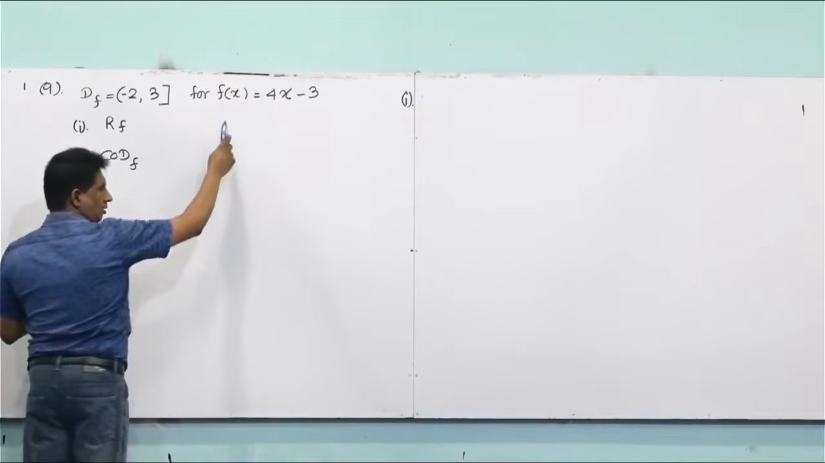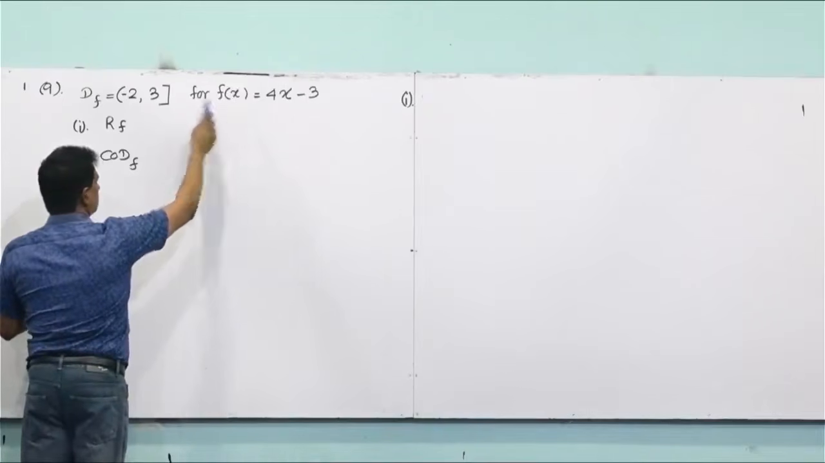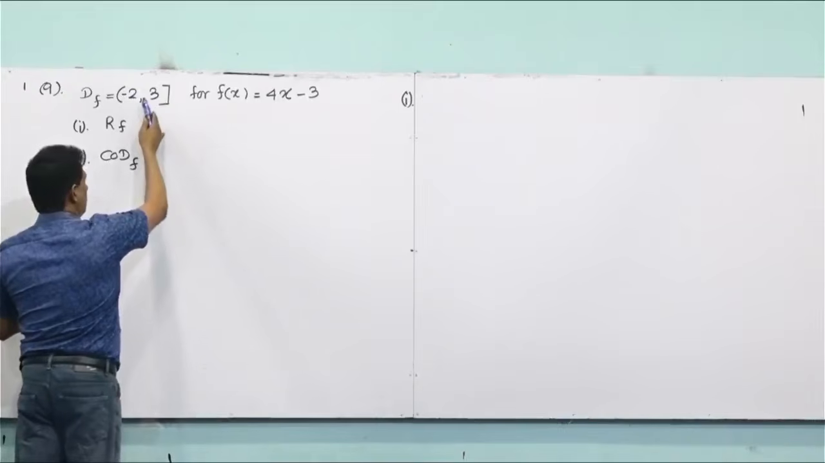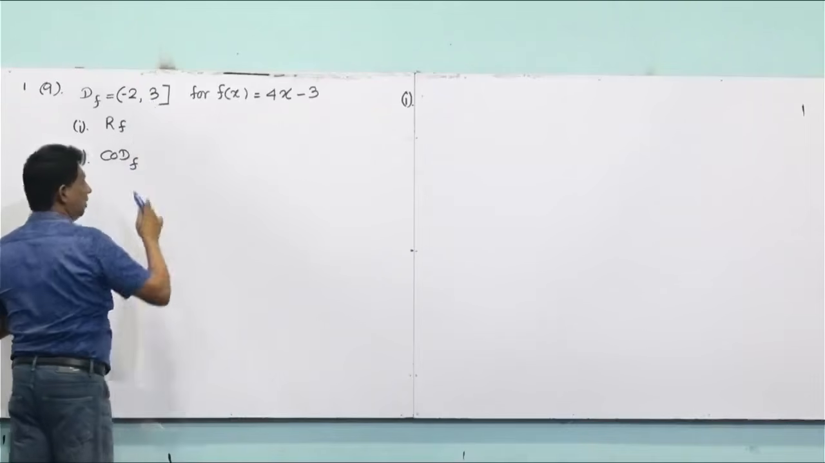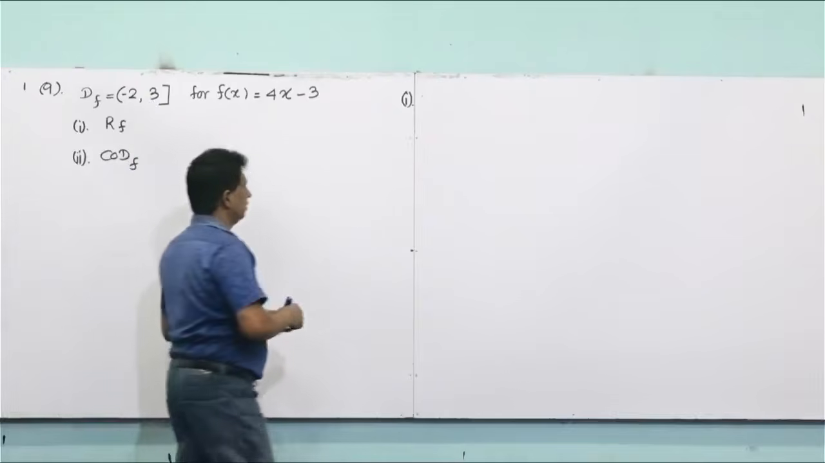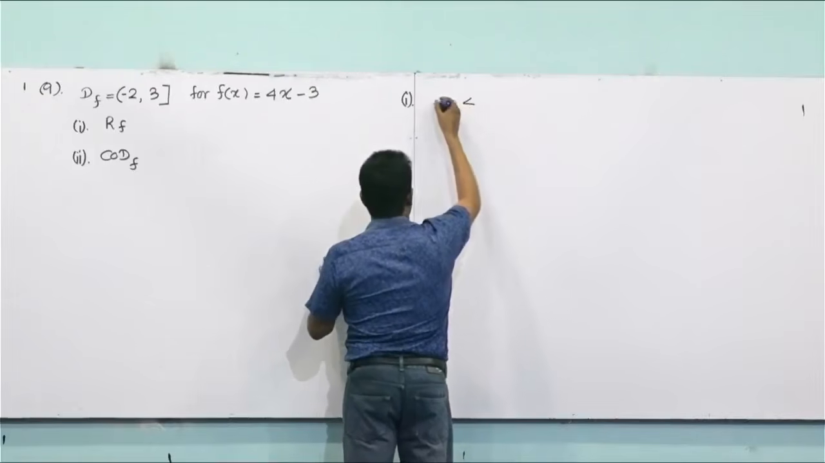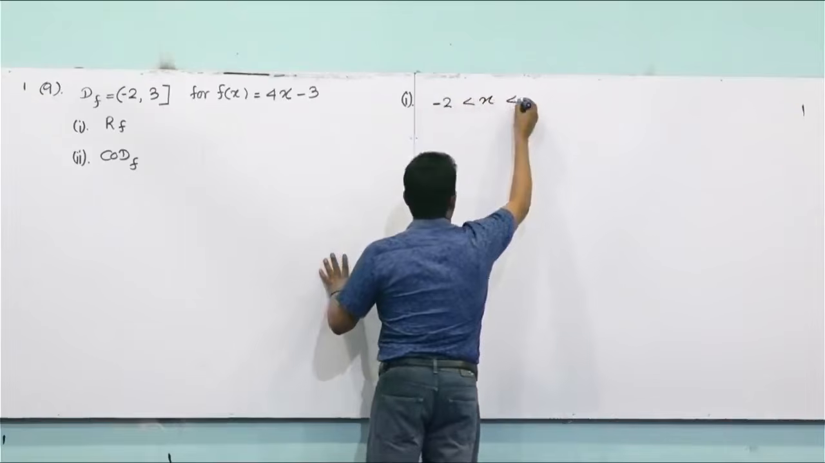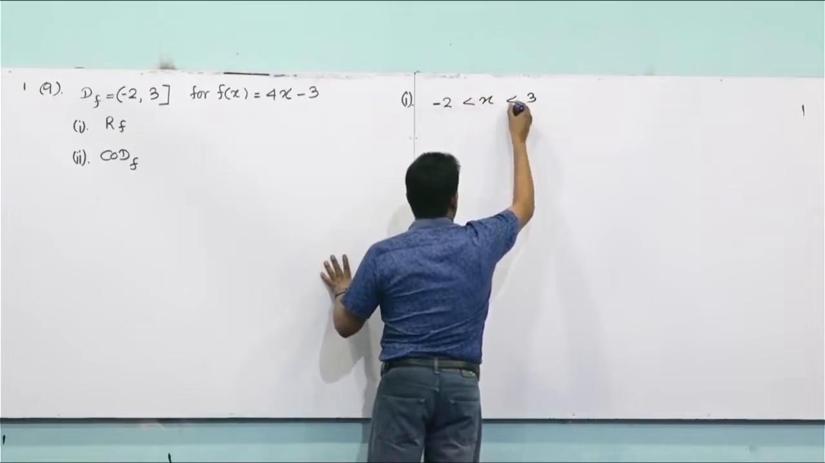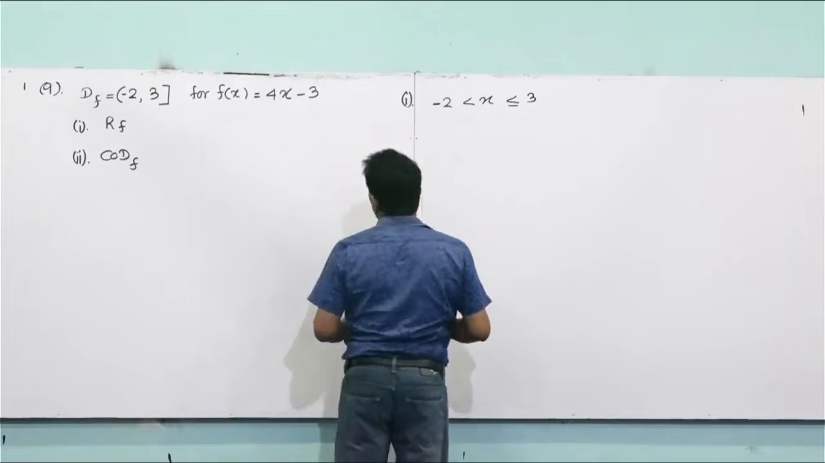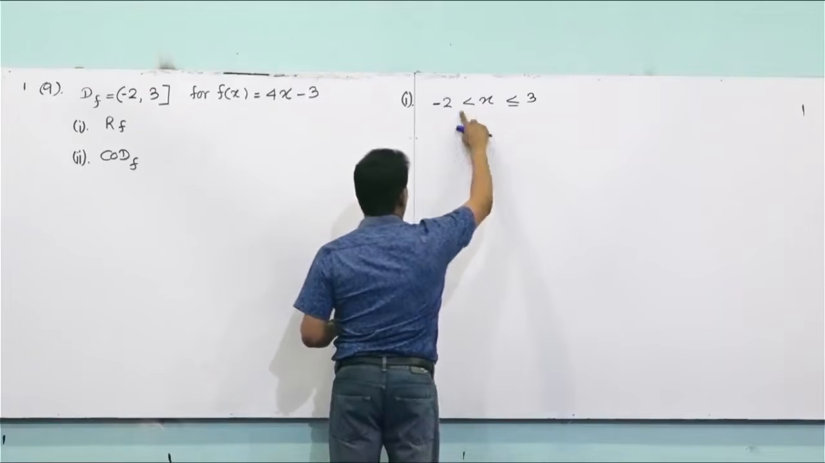Now simple x is an element of Df. Then what can we write? Simply, x is greater than minus 2, less than positive 3, and equal to positive 3. So we can write here x is greater than minus 2 and less than or equal to positive 3. This is the inequality for x.